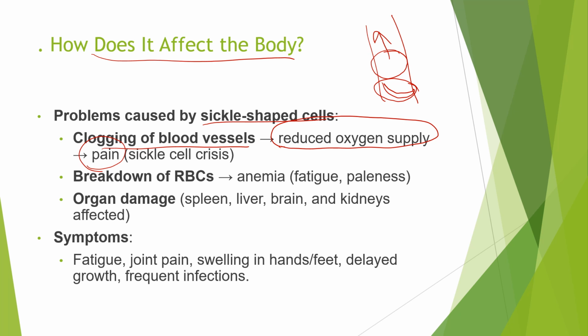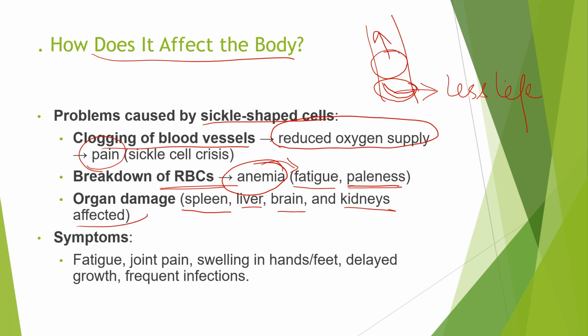Now, breakdown of RBC. These cells have a very short life, so they get destroyed very easily, which causes anemia, and in turn causes fatigue and paleness. So if a person is anemic, it causes fatigue as well as paleness. It also causes certain organ damage. The spleen, liver, brain and kidneys are always affected with this disease, sickle cell anemia.